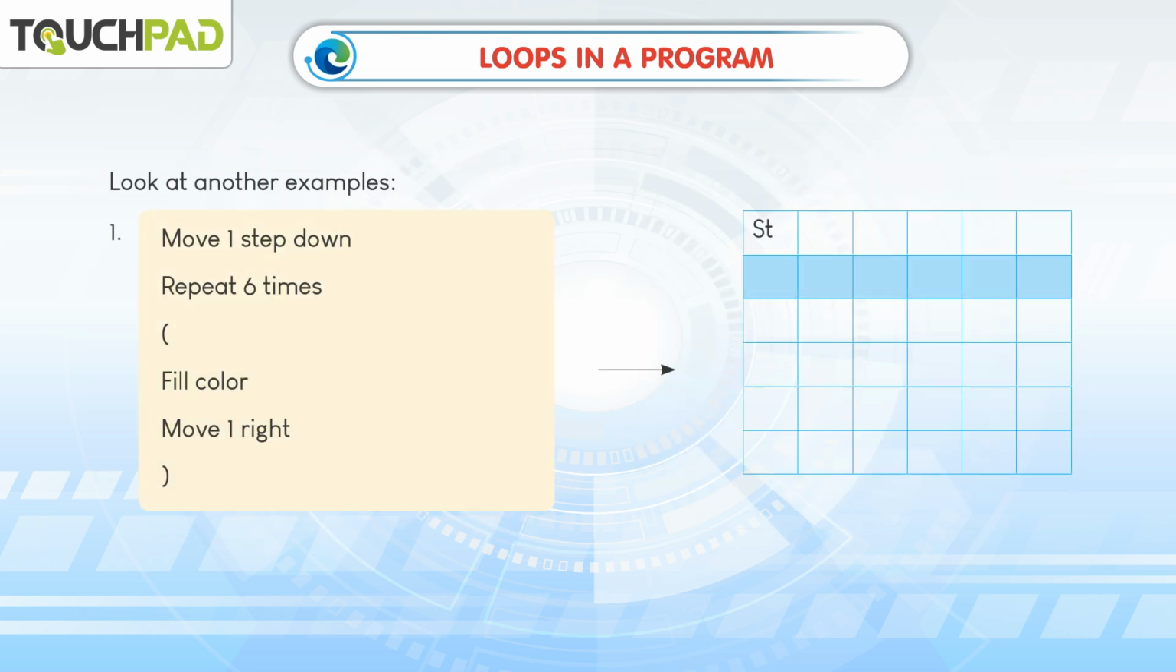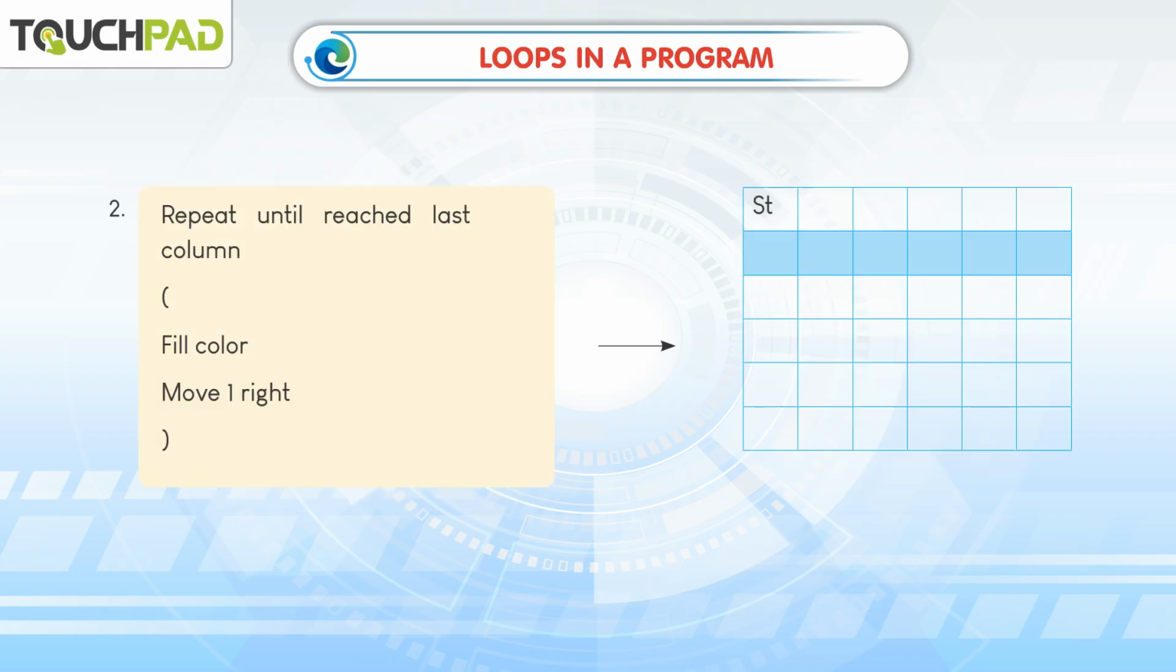Look at another example. 1. Move one step down, repeat 6 times. Fill color, move one right. 2. Repeat until reached last column. Fill color, move one right.